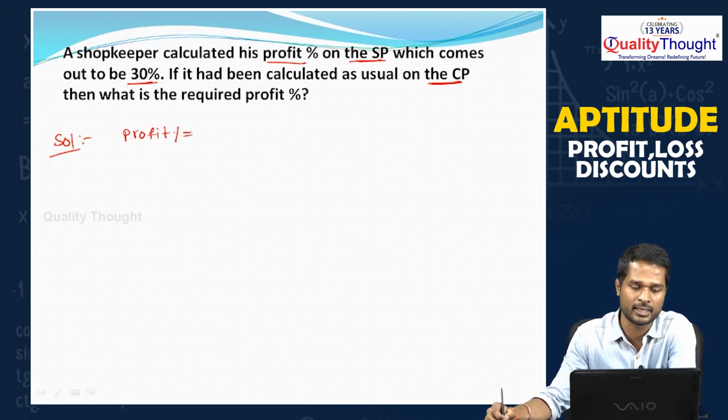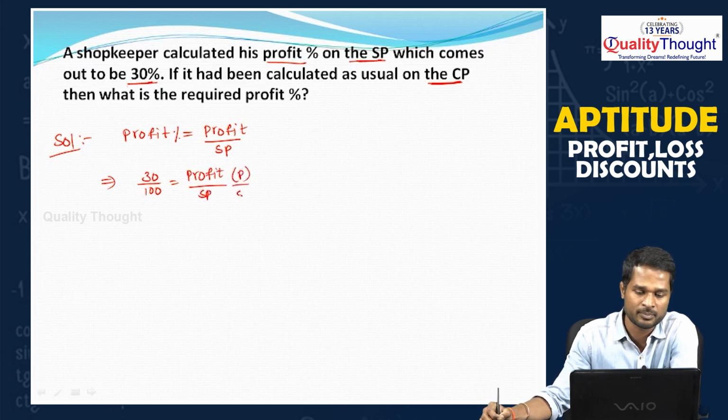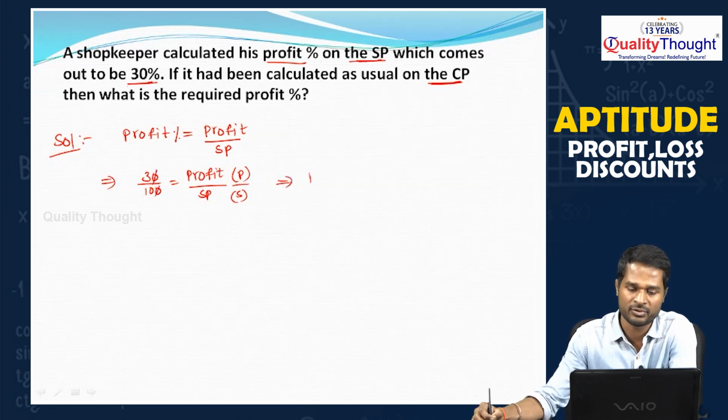Actually it should be written as profit by cost price, but that person used selling price in the place of cost price. So, he used profit by selling price. So, how much is the profit percentage? 30%, which is 30 by 100, which is profit by selling price. Let us write profit as P and selling price as S. Now, cancel the zeros. So, it is 3 by 10. So, profit by selling price is 3 by 10.